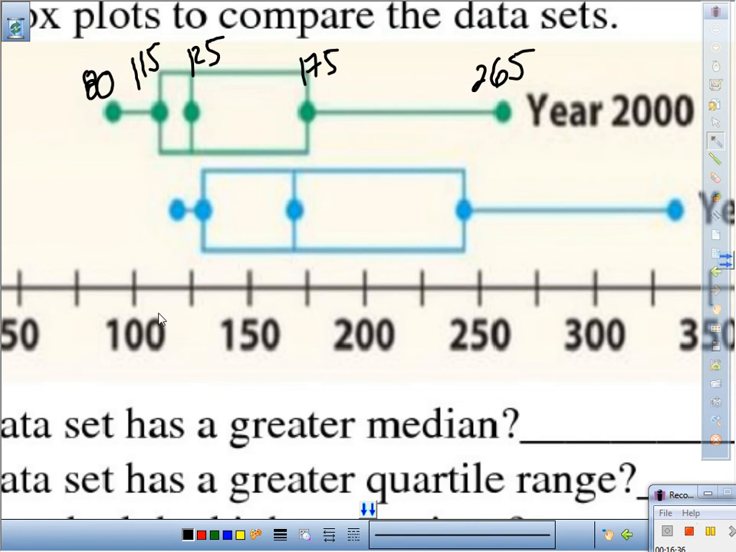My minimum, let's see, it looks like it's between these two, isn't it? So what's in between 115 and 125? 120. Q1 is a little bit above 125, so I'm going to say 130. Q2 is right below this one, so what would I label that? 170. Q3 is right below 250, so I'm going to label that 240. And the maximum is right below 350, but above 325, so I'm going to label that what? I'm going to do 335, yes? Now that we have that data, let's answer some of the questions. Here it goes.